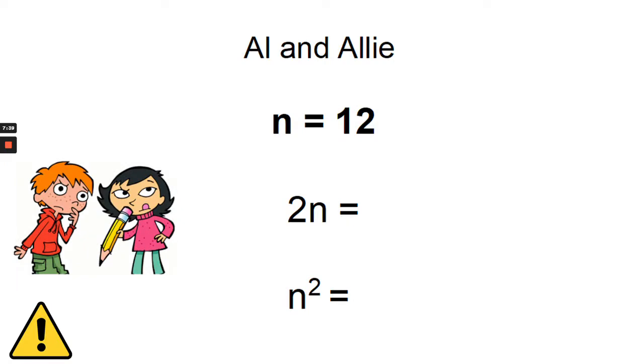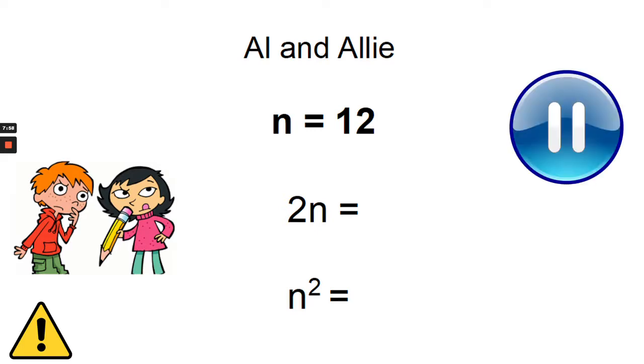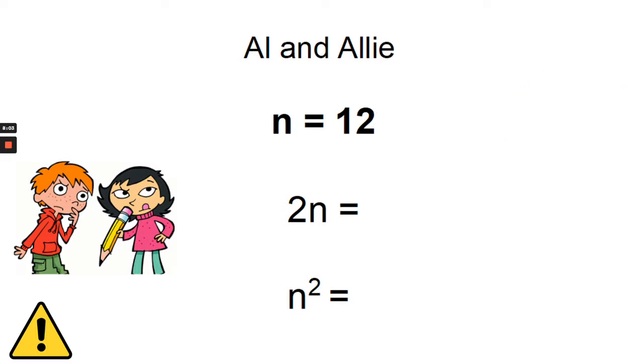Al and Ali have a fact that n is equal to 12. So whenever you see the letter n, replace it with the value 12. So have a go at solving 2n and n squared. Pause your video and have a go. All right, let's see how you got on.